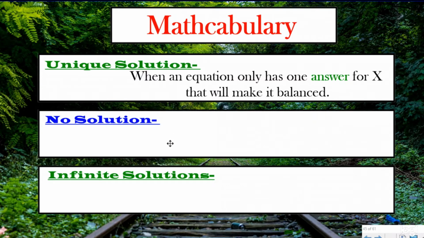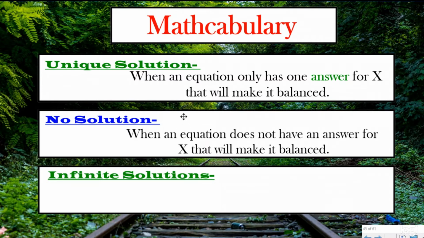No solution goes along with the name of the mathcabulary term, no solution. That's when an equation does not have an answer for x that will make it balanced. You've simplified it all the way down, and nothing you can do to it is going to make those two expressions balanced to each other. We haven't dealt with any of those yet, but we're going to look at an example.